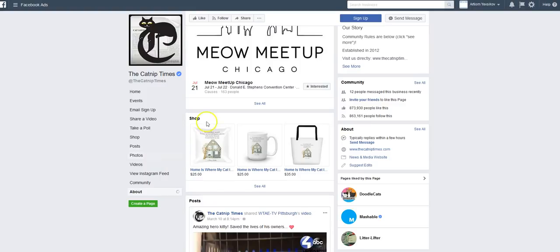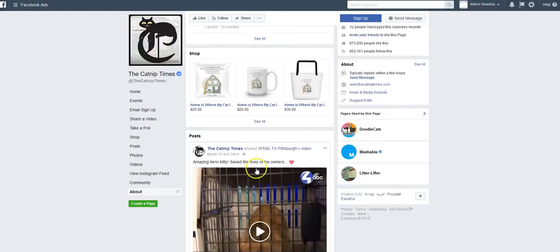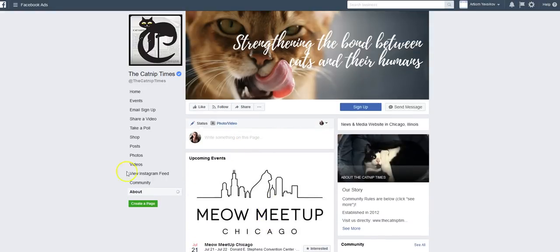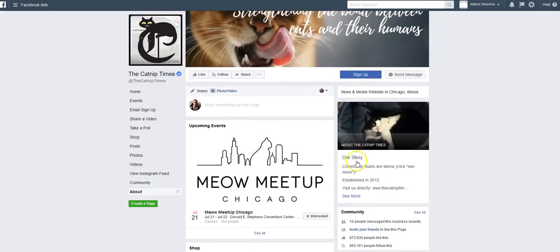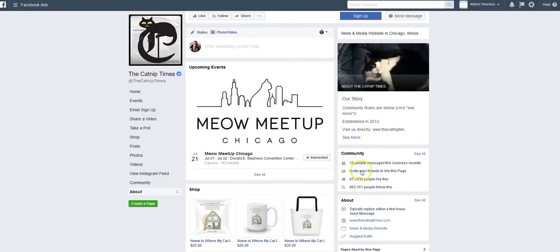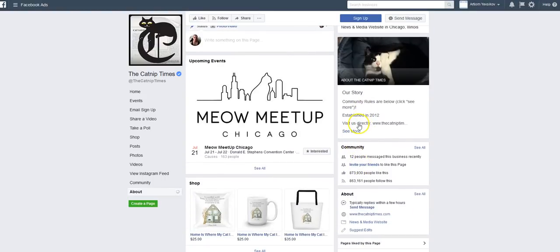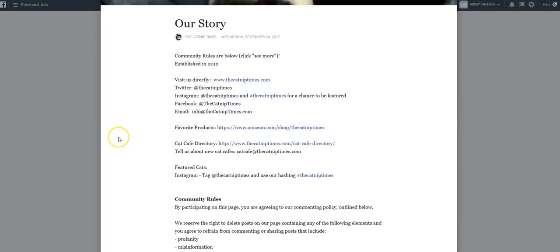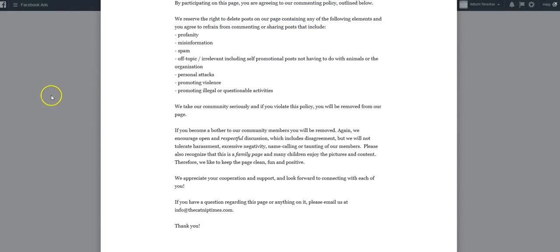Maybe it's just okay. So first off, a good sign you see is shop. Shop. This means they have a shop. If they have a shop, this means they're selling cat-related products. Boom, this means that you have a potential for buyers here, okay? But let's go to the About page. Okay, so their community. Catnip Times. What are they about? Okay, so they're considered a community.